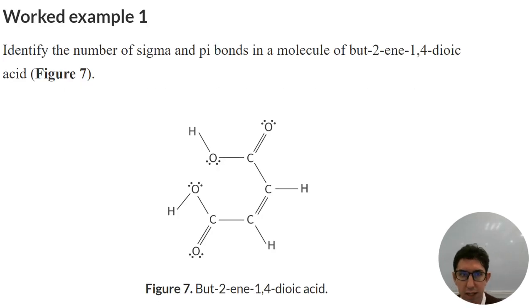Okay, let's do our first worked example. So have a read of this, pause the video and have a go. Can you calculate how many sigma bonds and pi bonds are in this molecule, but-2-ene-1,4-dioic acid? Okay, let's go through the answer now.